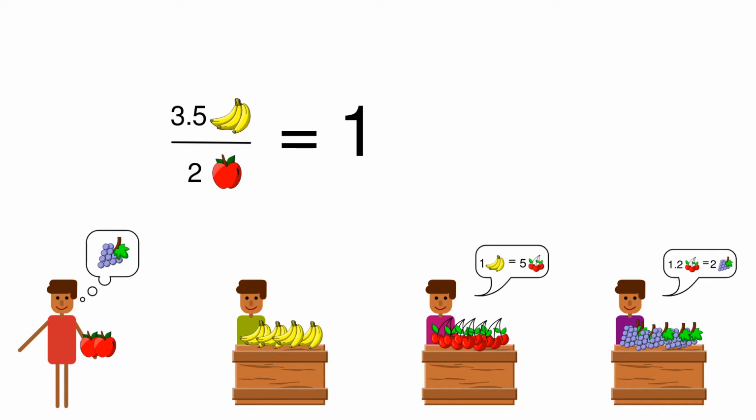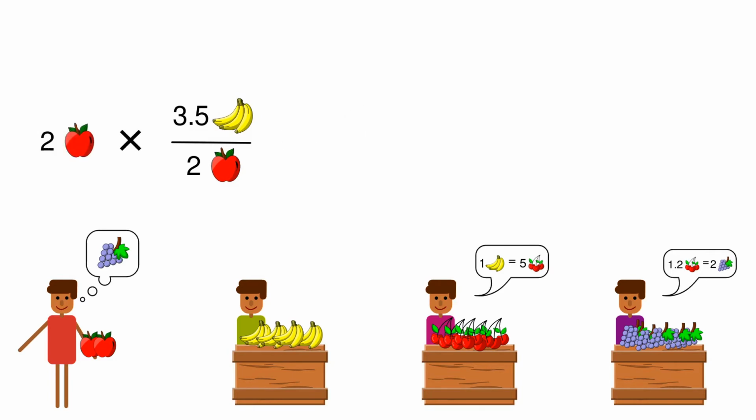And if we multiply by 1, we're not changing the value of the fruits that we already have. We're just changing the type of fruit. In other words, we're not changing the amount of things we have, we're just changing the units. We do need to make sure that the apple goes on the bottom to cancel out the apples we already have. If we do the math, we'll find that we end up with 3.5 bananas.